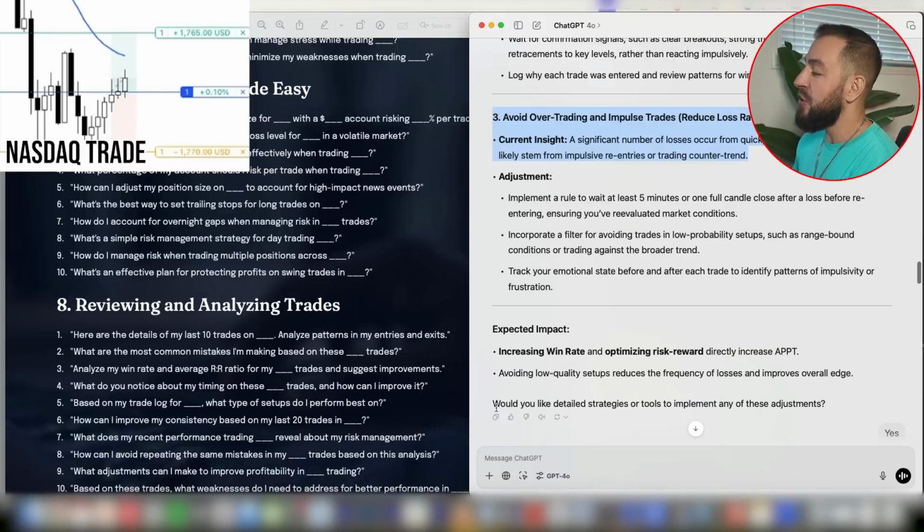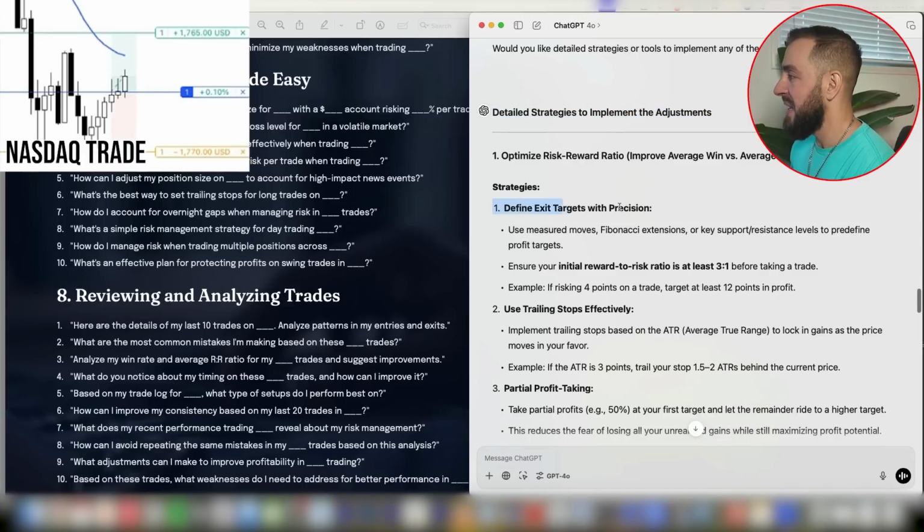Would you like detailed strategies or tools to implement any of these adjustments? Yes, let's just keep going. Detailed strategies to implement the adjustments. Define exit targets with precision.